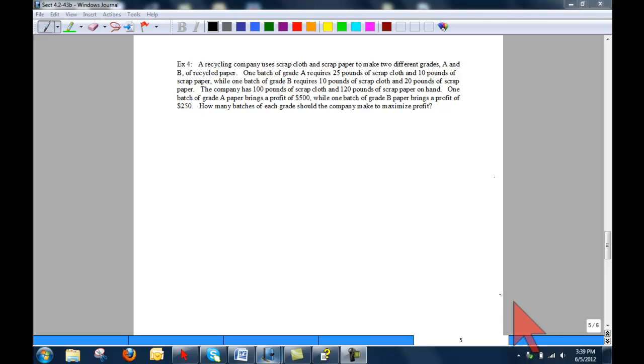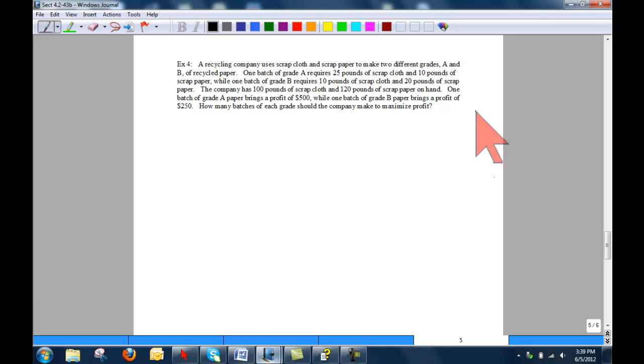Okay, let's look at a couple of other examples, putting everything together here. I'll just read the problem. A recycling company uses scrap cloth and scrap paper to make 2 different grades, A and B, of recycled paper. One batch of grade A requires 25 pounds of scrap cloth and 10 pounds of scrap paper, while one batch of grade B requires 10 pounds of scrap cloth and 20 pounds of scrap paper. The company has 100 pounds of scrap cloth and 120 pounds of scrap paper on hand. One batch of grade A paper brings a profit of $500, while one batch of grade B paper brings a profit of $250. How many batches of each grade should the company make to maximize profit?